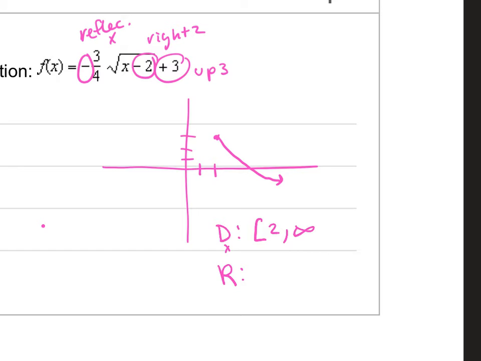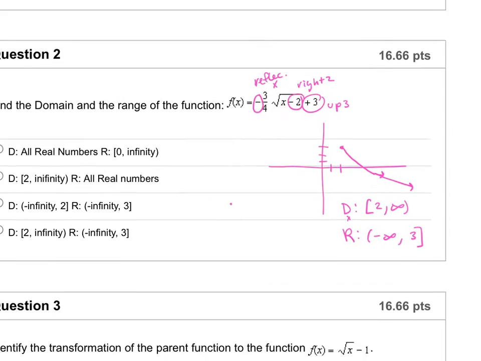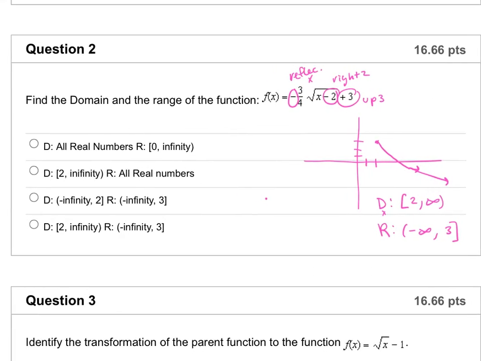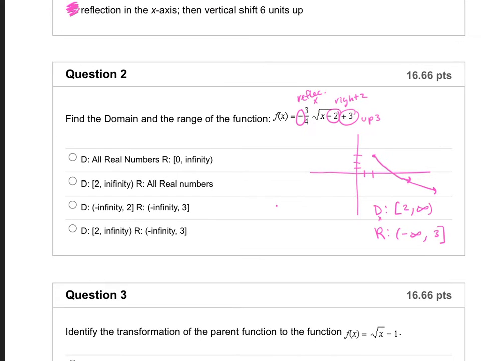So if our graph points in this direction, we're going down-ish. So it's kind of sideways, but it's still in the down direction. So we go negative infinity. And then what's our largest y value? 3. So this one was a little bit tricky because it flipped upside down, so we had that negative infinity involved. So we have 2 to infinity and negative infinity to 3.